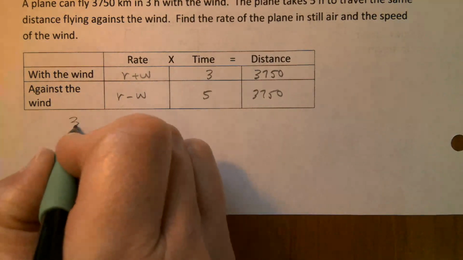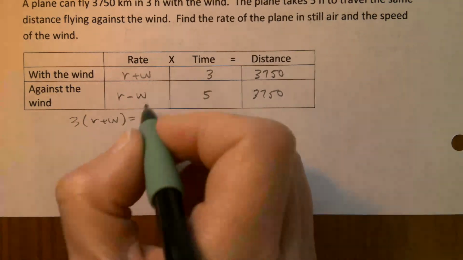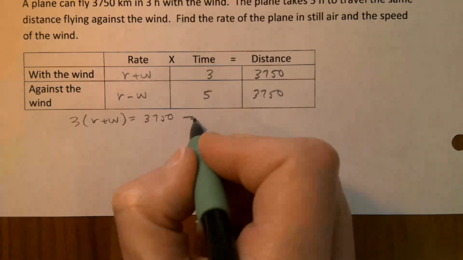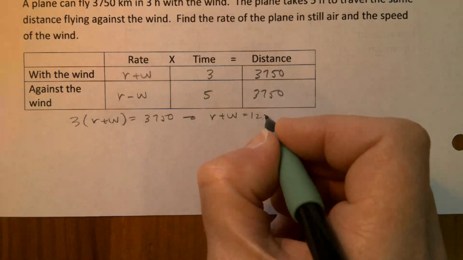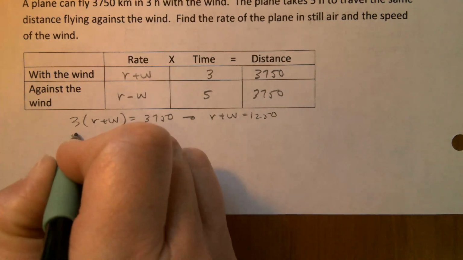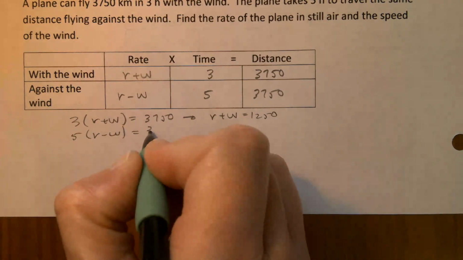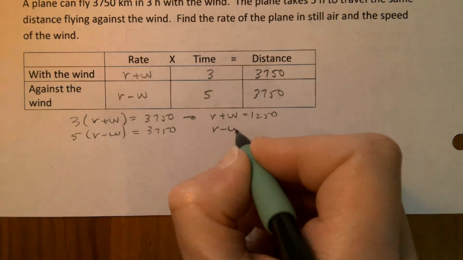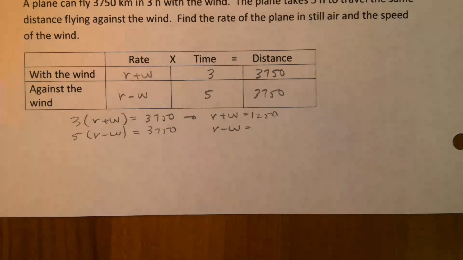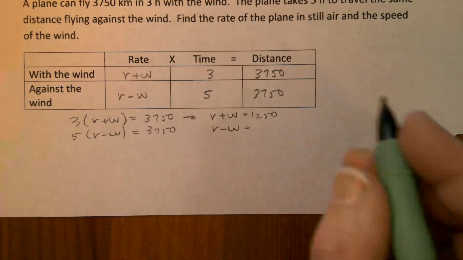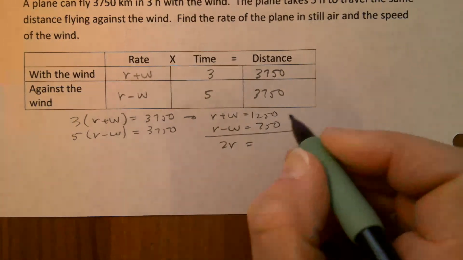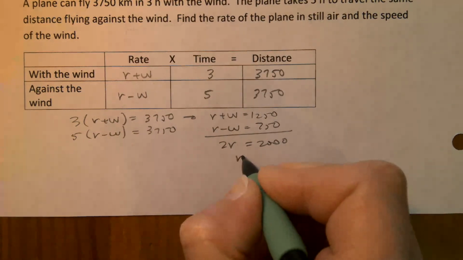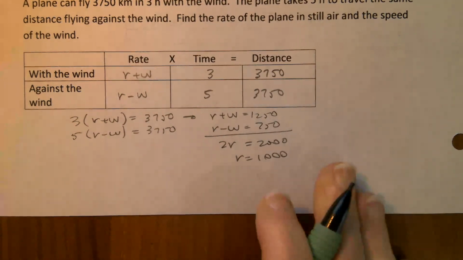Okay, so I have 3 times R plus W equals 3750, which is going to give me R plus W equals 3750 divided by 3 is 1250. And here I have 5 times R minus W equals 3750. So R minus W equals 3750 divided by 5 is 750. If I add these two together, I get 2R equals 2,000. So R equals 1,000.